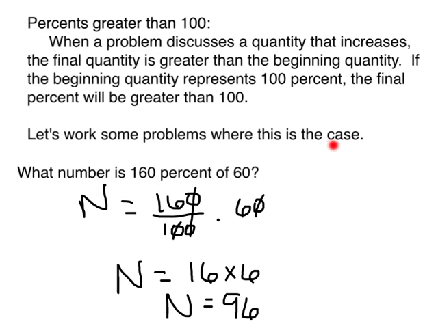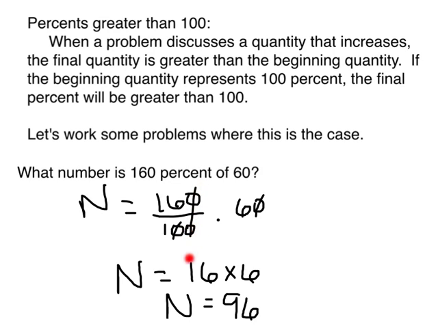So let's work a problem where this is going to be the case. What number is 160% of 60? Alright, n is by itself. What number is 160%, 160 over 100 of, is times 60. Alright, now in this one, there's several ways you could do it.